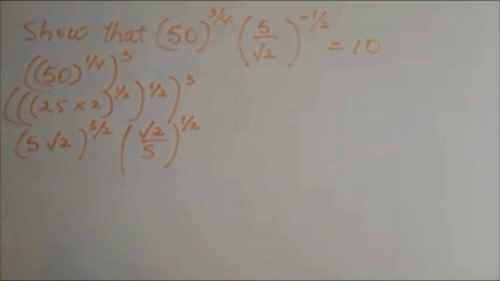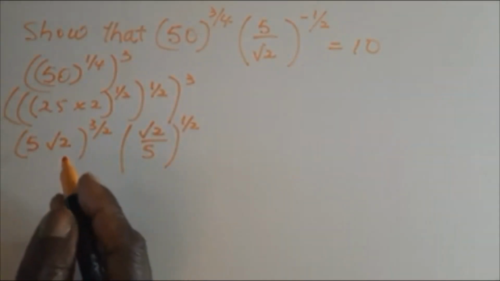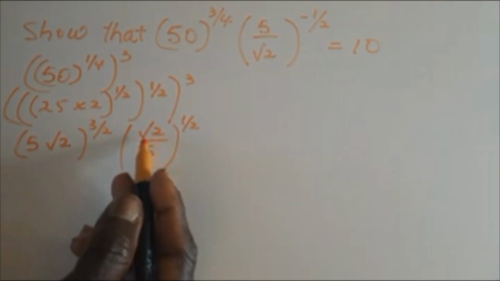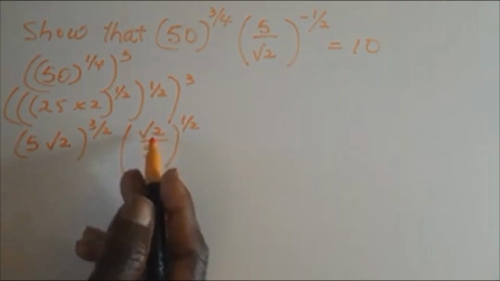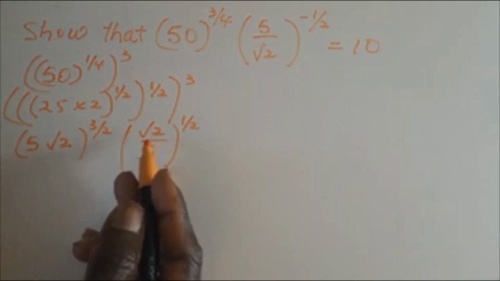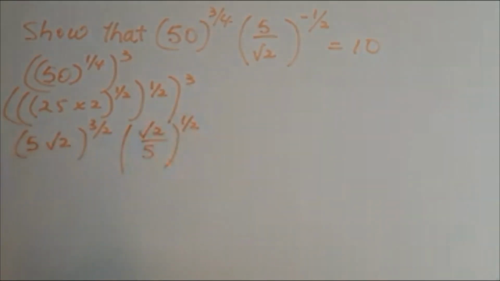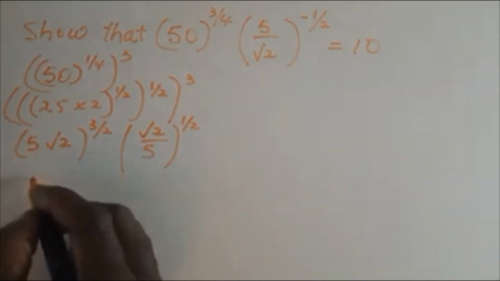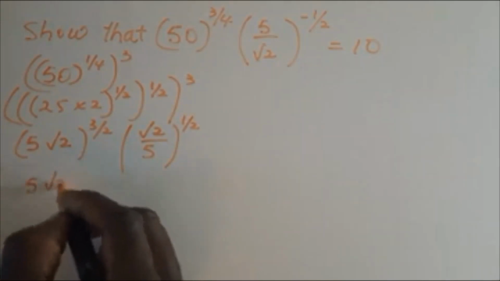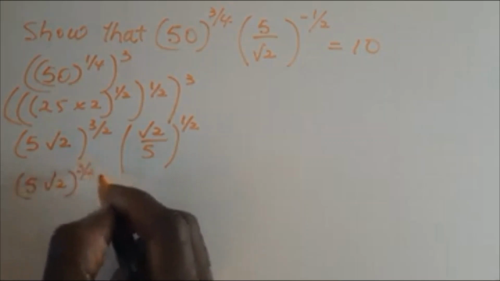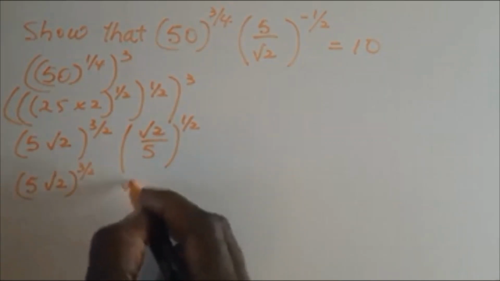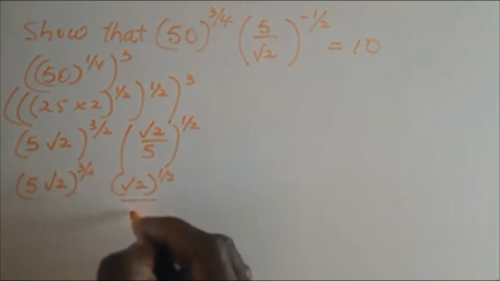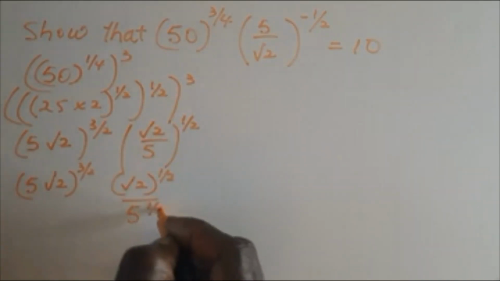Now we can go ahead and multiply this numerator by this numerator. And remember, this numerator is root 2, and we're taking the square root of that. And the denominator, well, let's actually write it so you can see where it goes. So we have 5 root 2 to the 3 over 2, and this is times root 2 raised to the half over root 5.